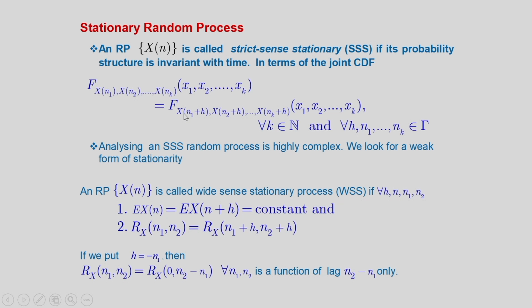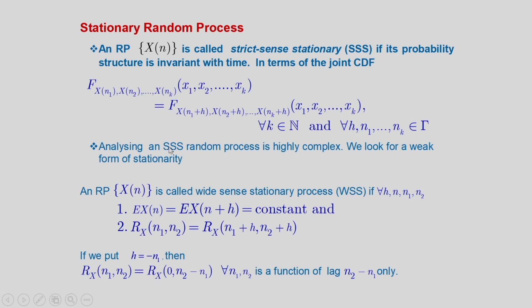Now, we will shift the time axis by an amount, integer amount h. So, x of n1 plus h, x of n2 plus h up to x of nk plus h. If we consider this set of random variable instead of this, then also this joint CDF will remain same. So, that means each random variable we are shifting by the same amount. X n1 has become x of n1 plus h, x n2 has become x n2 plus h, and under such condition the CDF at a set of points will remain invariant. This is the strict sense stationarity.